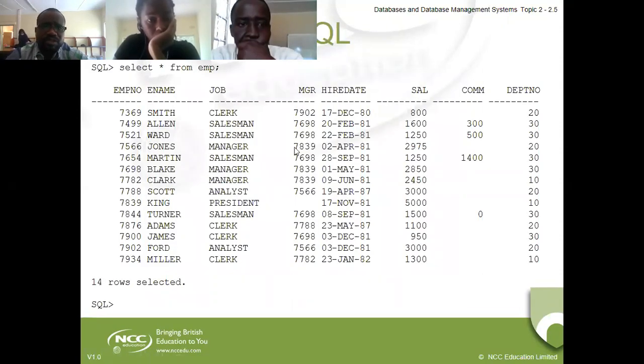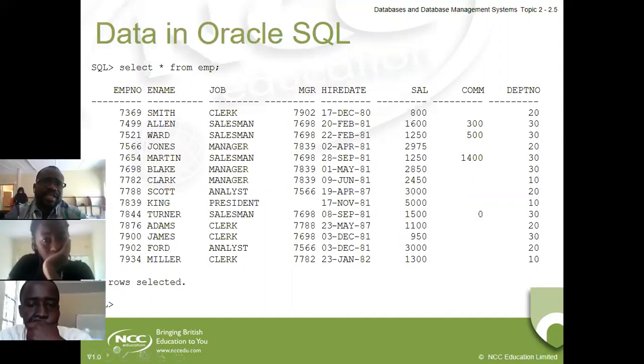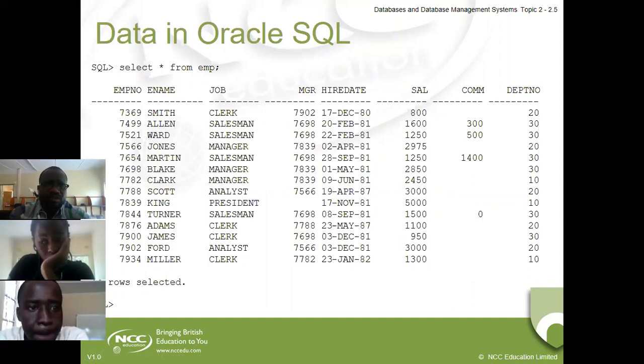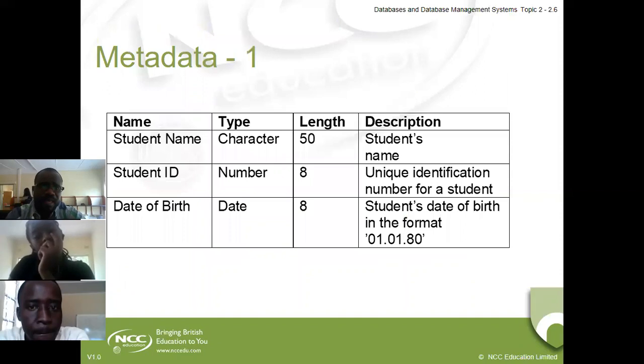Then what you see there, it's a database or data in Oracle. Oracle is another DBMS, but the only thing about Oracle, it's expensive. You need to buy in order for you to use this software. So we've got employee number listed first, then employee names, the job, the manager, hire date, the sales, commerce, and the department number.